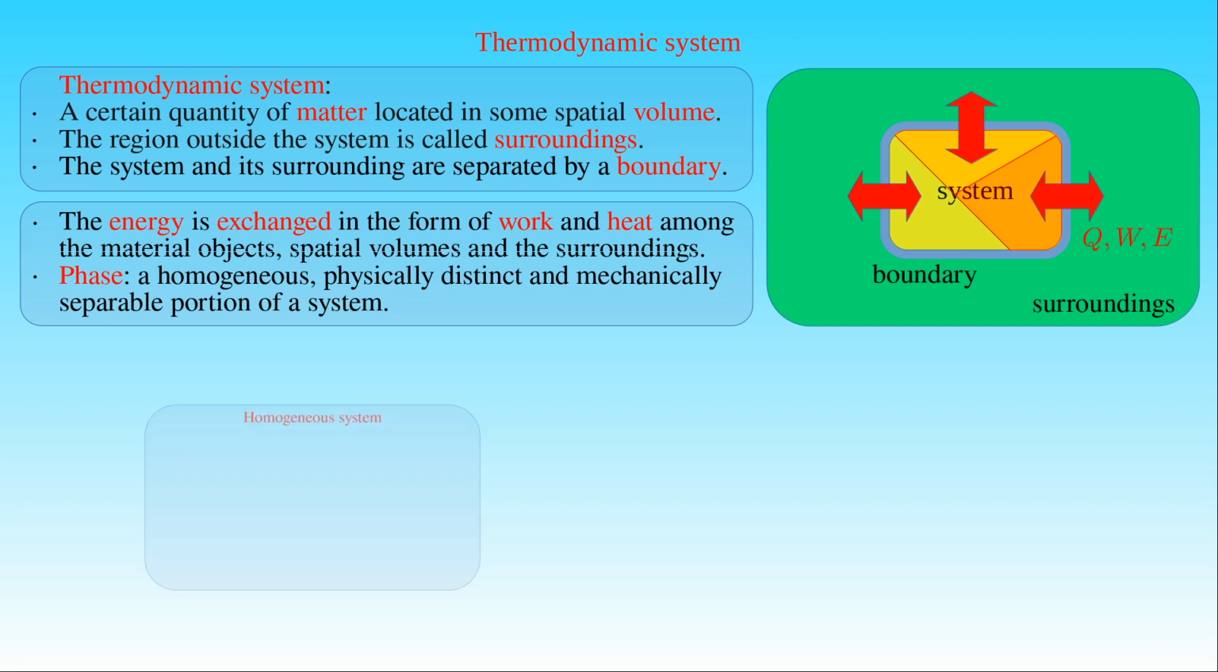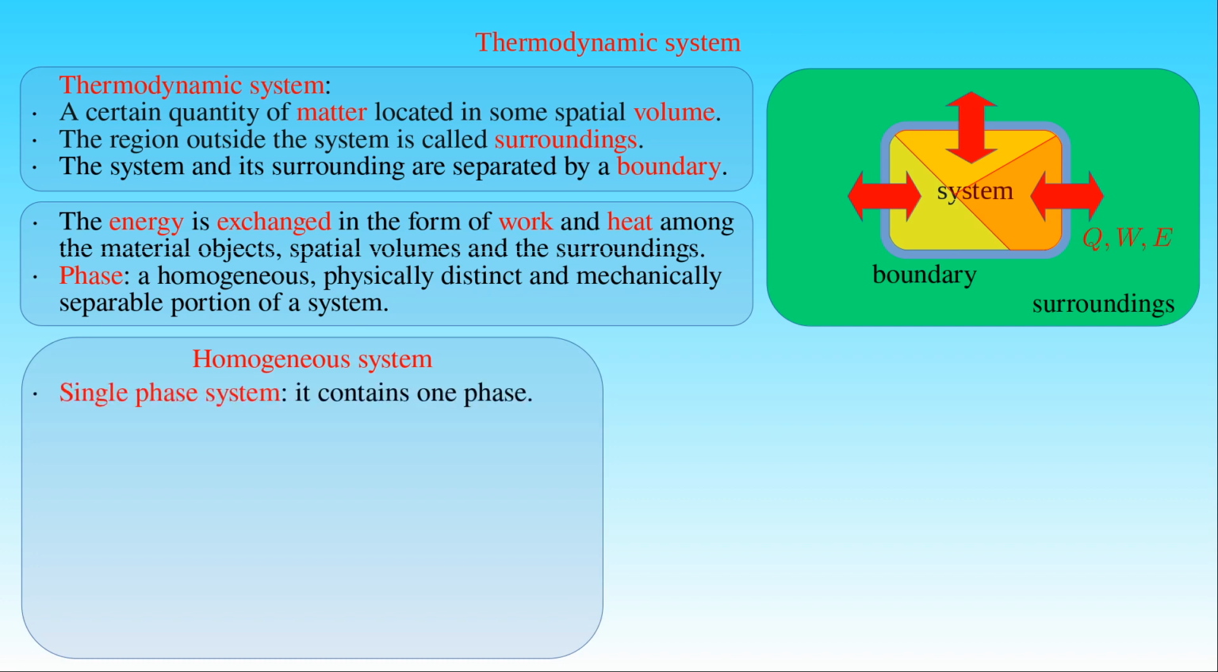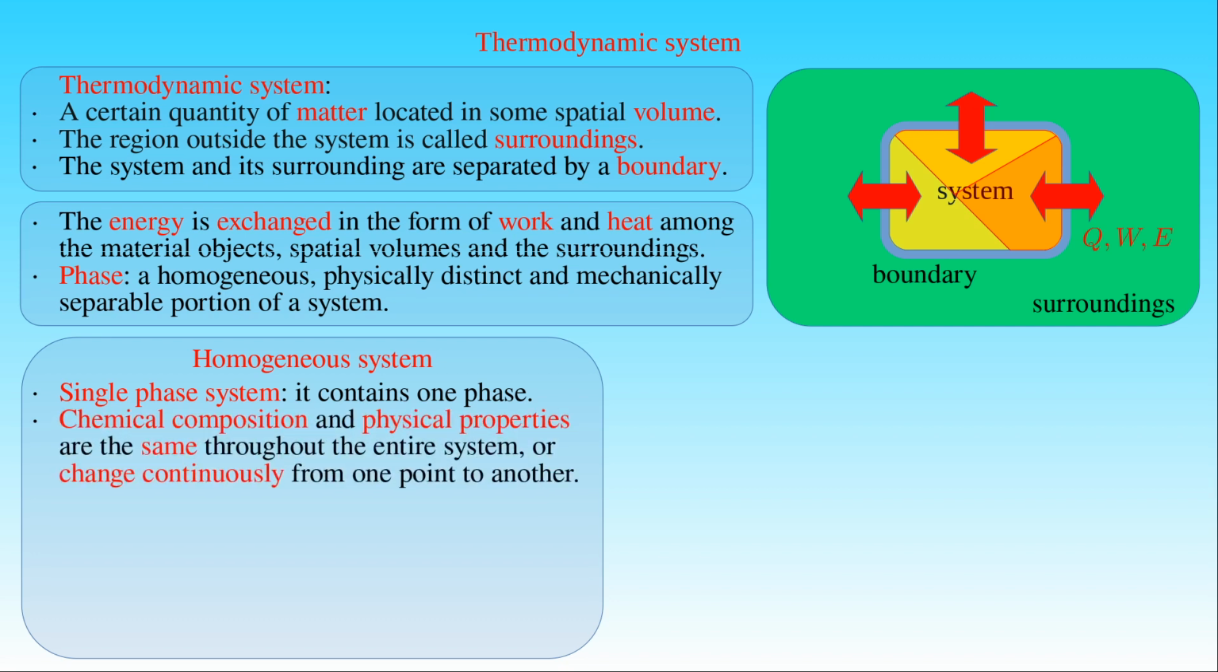A homogeneous system is a single-phase system, that is, the system is made of one phase only. In other words, a homogeneous thermodynamic system is defined as the one whose chemical composition and physical properties are the same throughout the entire system, or change continuously from one point to another. A simple example for a homogeneous system is a gas enclosed in a given volume, like these airbags in the photo. Here both the chemical composition and the phase of the substance filling the closed volume is the same in the whole gas. Liquids are also considered as homogeneous systems.